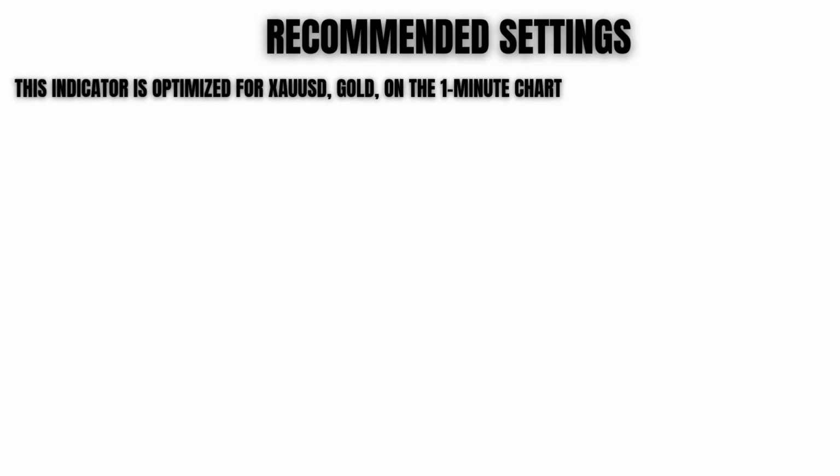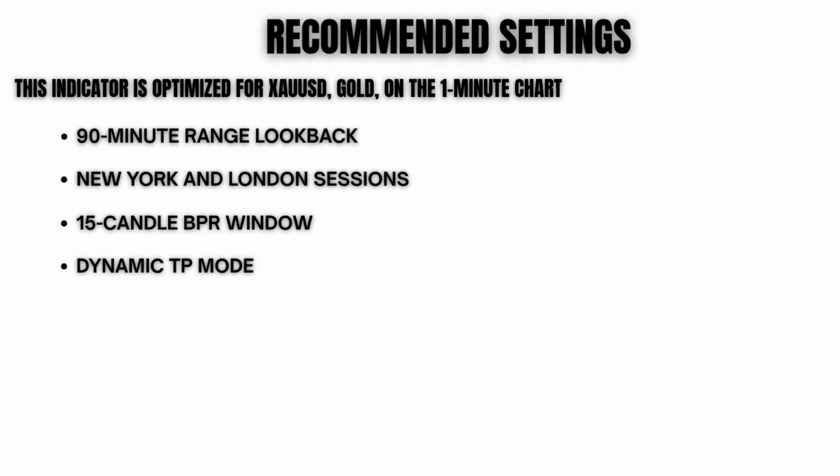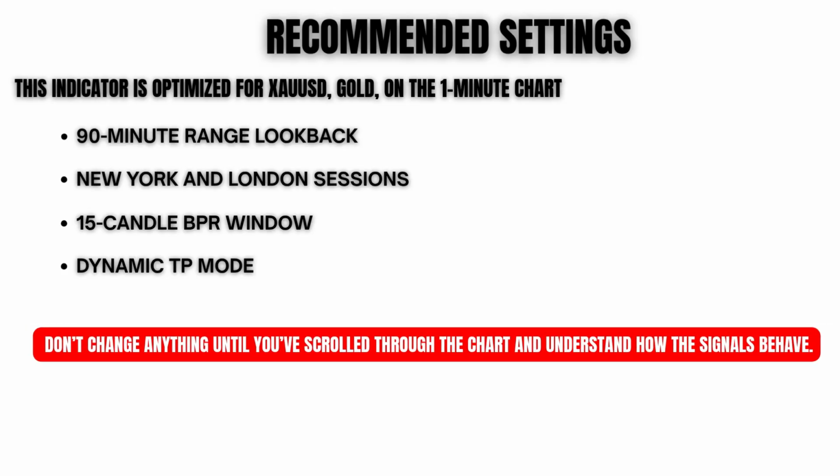For the recommended starting setup, this indicator is optimized for XAUUSD gold on the 1-minute chart. The defaults are tuned for this: 90-minute range lookback, New York and London sessions, 15-candle BPR window, dynamic TP mode. If you're trading gold, start with the defaults. Don't change anything until you've scrolled through the chart and understand how the signals behave.